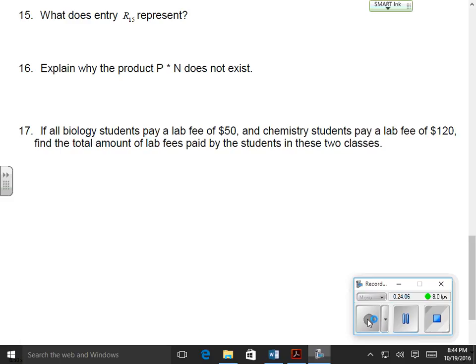But just a warning, I will be changing up the lab fee costs for the test, so don't go by that total. I'll probably also be changing what entry number I'm asking for and what it represents. So you can use your review as an example, but don't depend on the answers on the review. They will be different than the answers on the test.